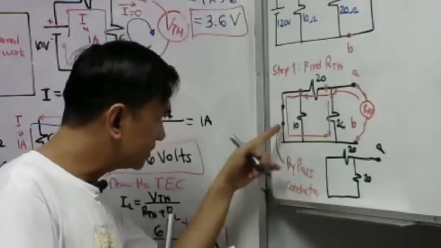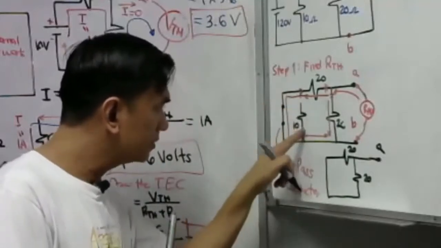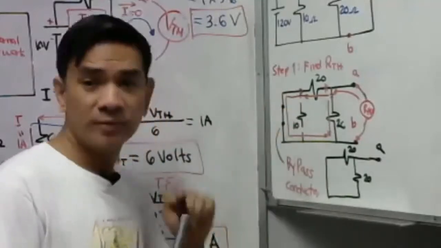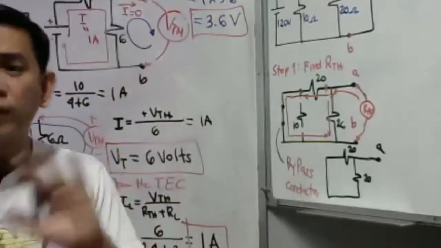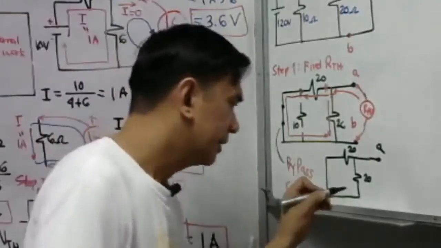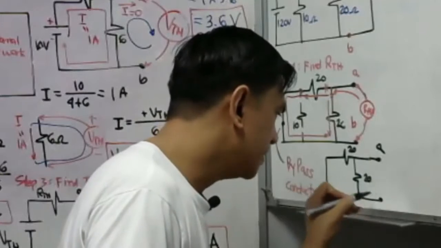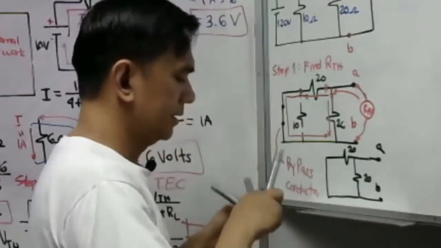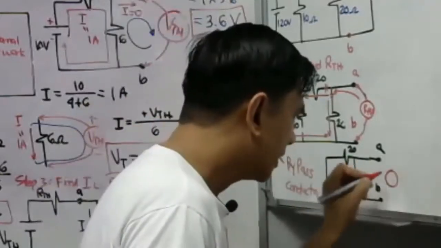This portion, this circuit. Kumbaga, baliwala na to. You may remove this 10 ohm resistance. No effect at all. Okay. So, this is our point B. Okay. So, this will be our RTH.